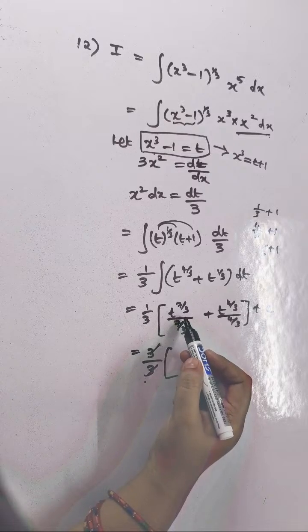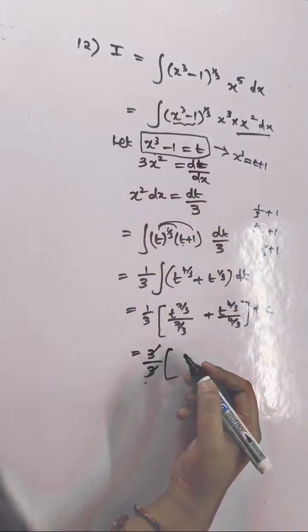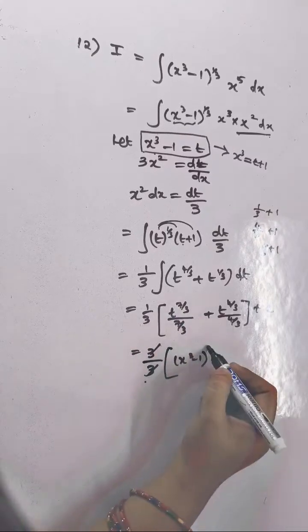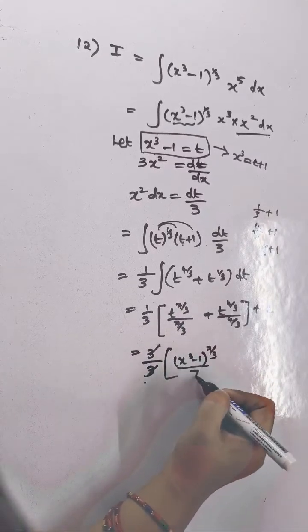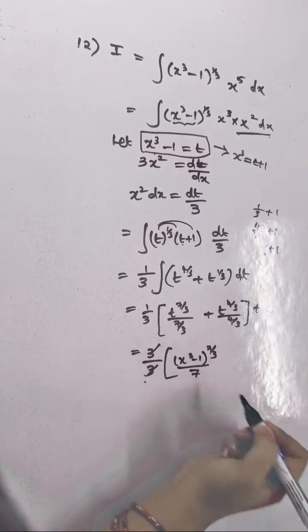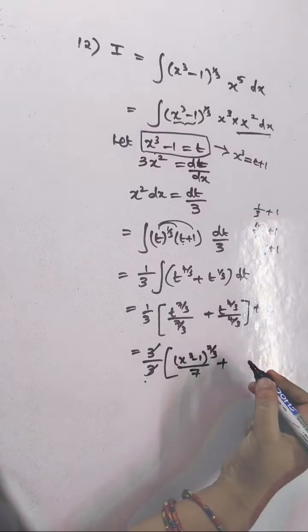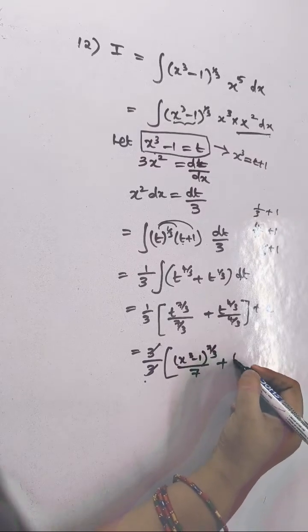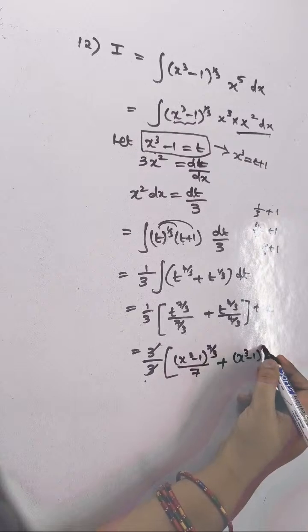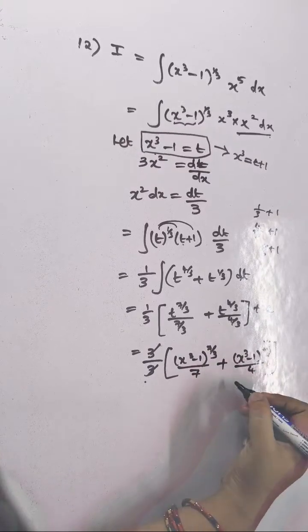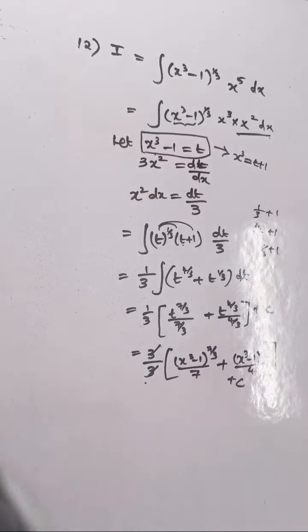So here in place of t, write x cube minus 1, so (x cube minus 1) whole power 7 by 3 divided by 7, because the 3 in 3 by 7 we have taken outside, plus 3 by 4, the 3 we have taken. So t as x cube minus 1, the whole power 4 by 3 divided by 4, plus c. This is the required answer.